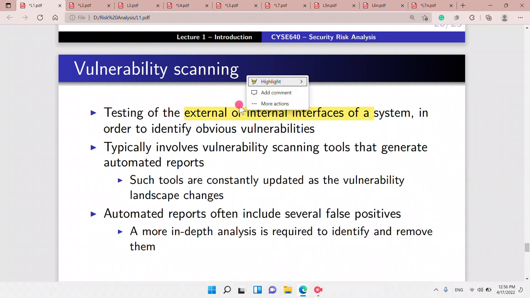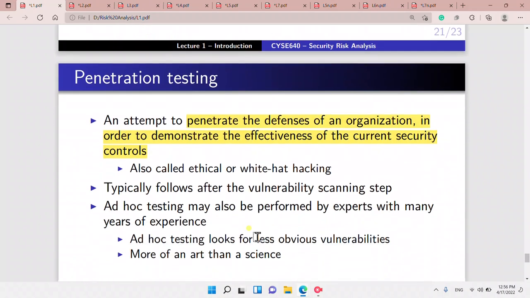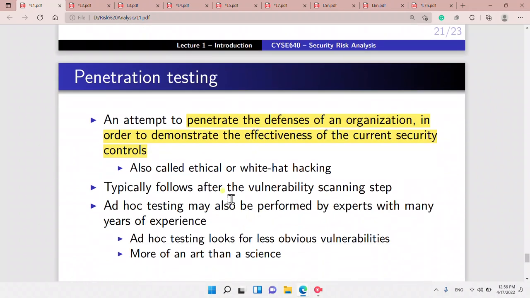Vulnerability scanning is to test the external or internal interface of a system in order to identify obvious vulnerabilities. It involves vulnerability scanning tools that generate automated reports and are constantly updated as the landscape changes. Automated reports often include several false positives. A more in-depth analysis is required to identify or remove them.